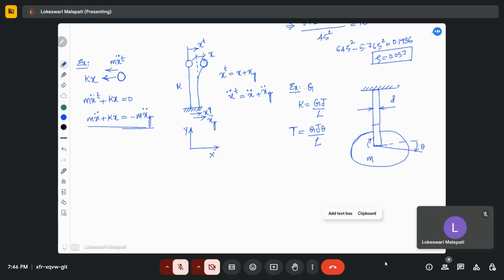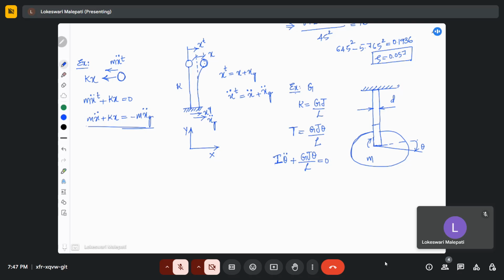Analogous to the force, here we have the rate of change of angular momentum because we have the angular displacement. Angular momentum is nothing but I omega, and if we take the rate of change of angular momentum, we get I theta double dot, which is the inertial force in this case. So we have I theta double dot plus GJ theta by L is equal to 0.